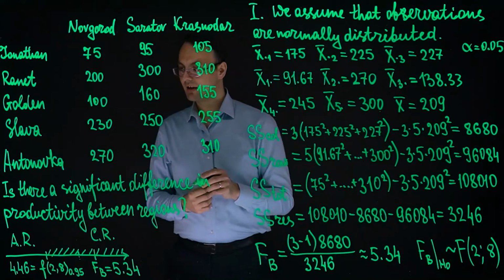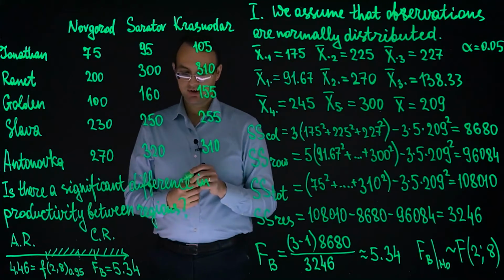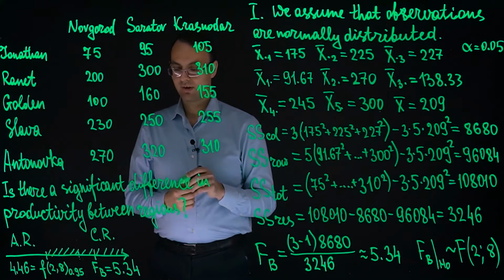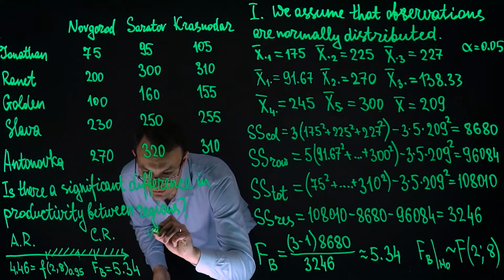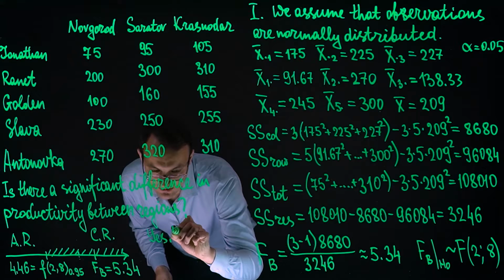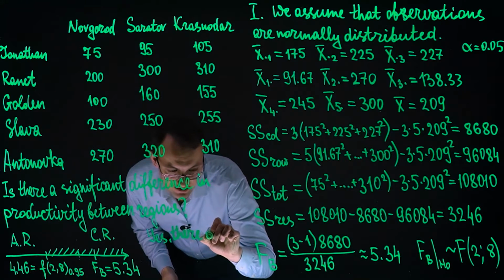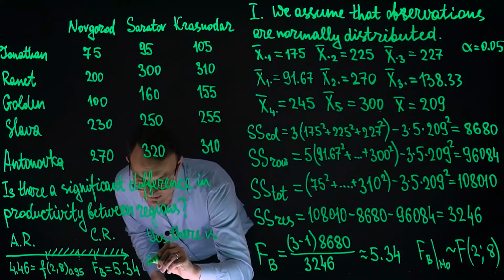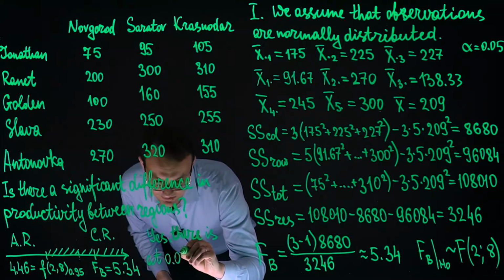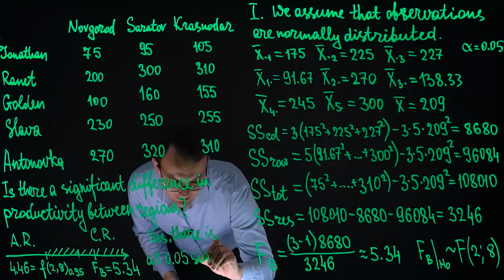And so we say, yes, there is at 0.05 significance level. So our answer is yes, there is at 0.05 significance level.